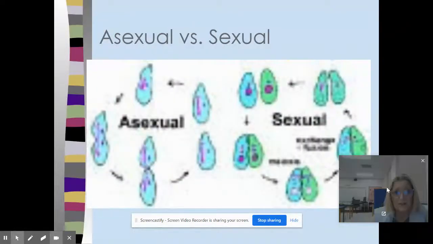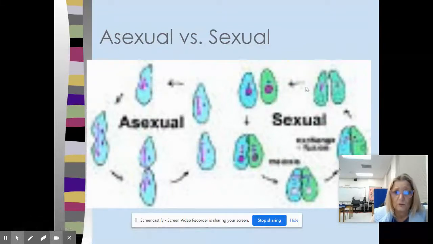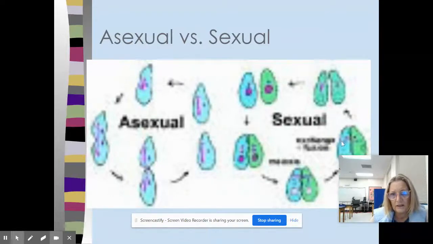And then we have asexual versus sexual. With sexual, you have two parents. With asexual, you have one parent. And the sperm and egg DNA join, and you end up with a new creation that has characteristics of the sperm and the egg.